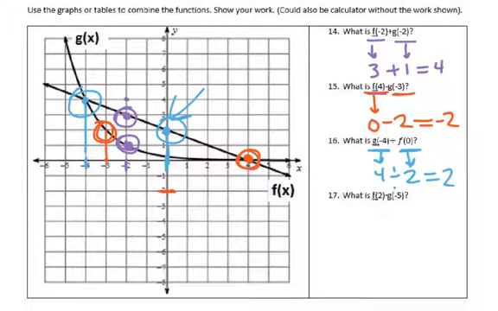Okay, last one. F of 2 times g of negative 5. So f of 2, here's 2, up to 1. So that's 1. Times g of negative 5. Negative 5 is right here, go up. It's at 8. 1 times 8 is going to give us 8. So just combining those functions and doing it that way.